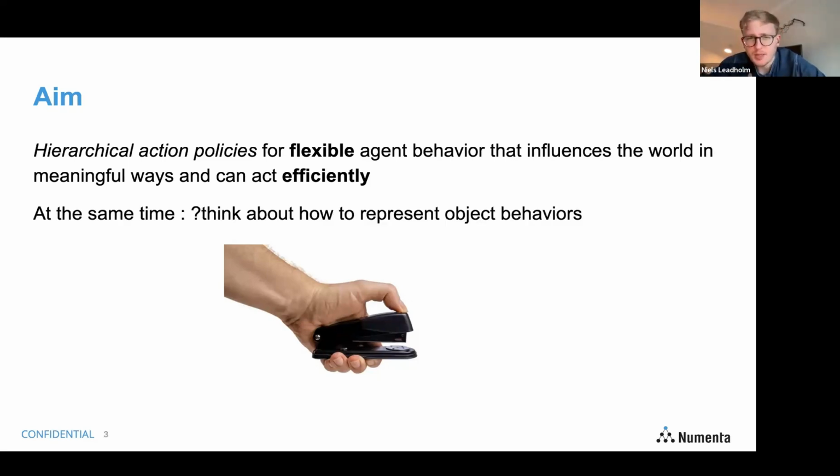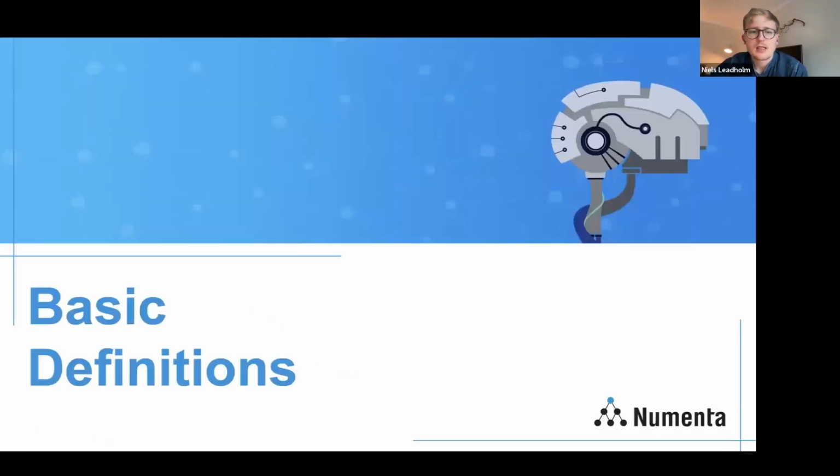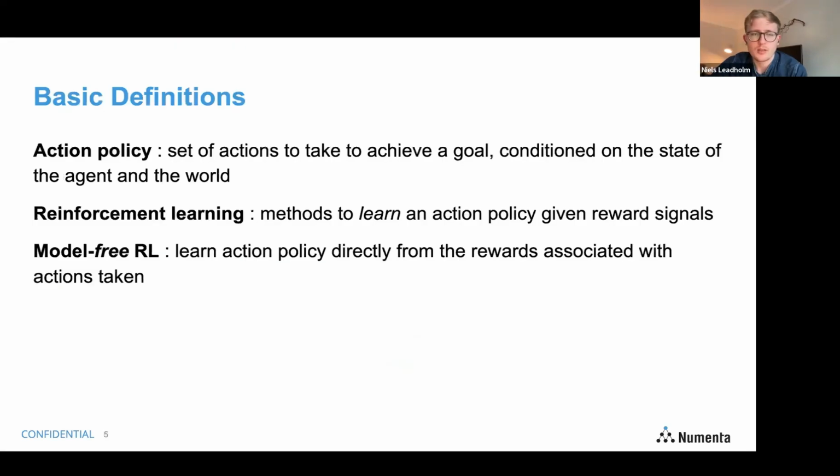At the same time, we talked previously about how it feels like we need to better understand how we're going to represent object behaviors. I think that is true in order to come up with meaningful hierarchical action policies. So that's a lot of what I'll talk about today. First, it would be useful to give some basic definitions, just to make sure we're all coming from the same point.